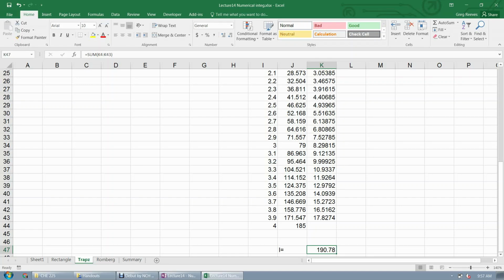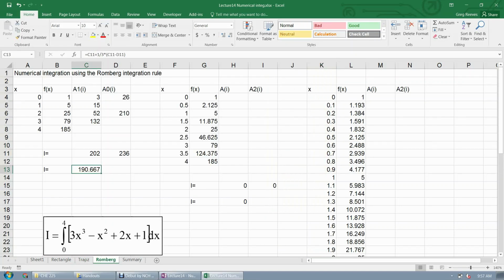Now, I'm not sure at this point which one is better. Is the 190.78 better, or is the 190.667 better? Let's go ahead and see what happens to this number when I increase the number of points for Romberg integration. So I will copy over my 2 formulas in the first row. The first one for A1, the second one for A0. Let me go ahead and fix these headers here too.